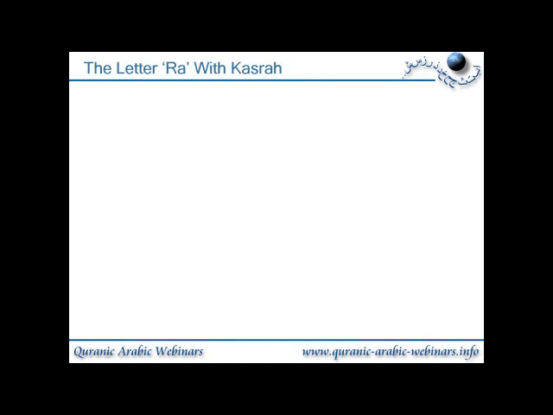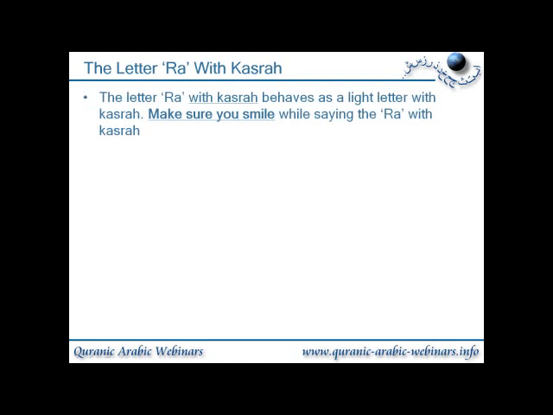The letter Ra with Kasrah. The letter Ra with Kasrah behaves as a light letter. Make sure you smile while saying the Ra with Kasrah. Remember, the Ra can sometimes be tafkhim and sometimes tarqiq. So with Kasrah, it's tarqiq, i.e. it's a light sound. The pronunciation of this is Ri, and you can make a smile with that.